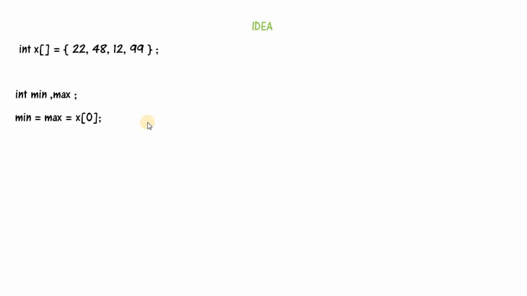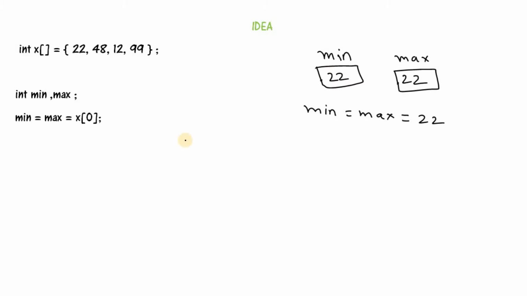And here is the pictorial representation for these two variables, min and max, which contain the value 22. Now, for the purpose of finding the minimum and maximum value of this array, we need one for loop which goes from 1 to 3.